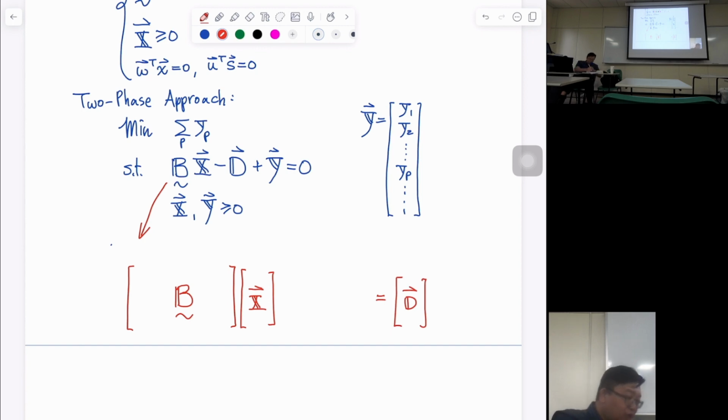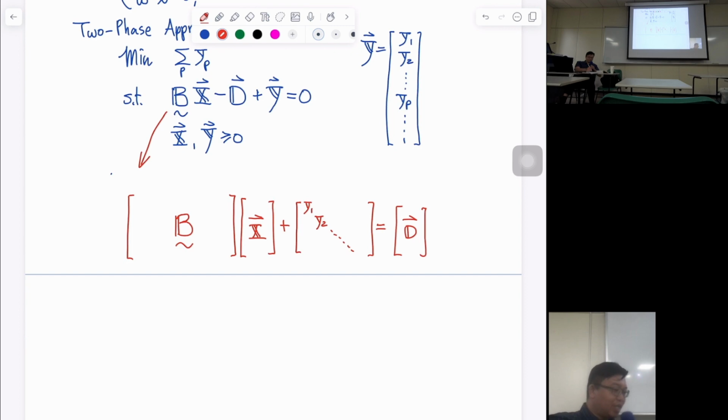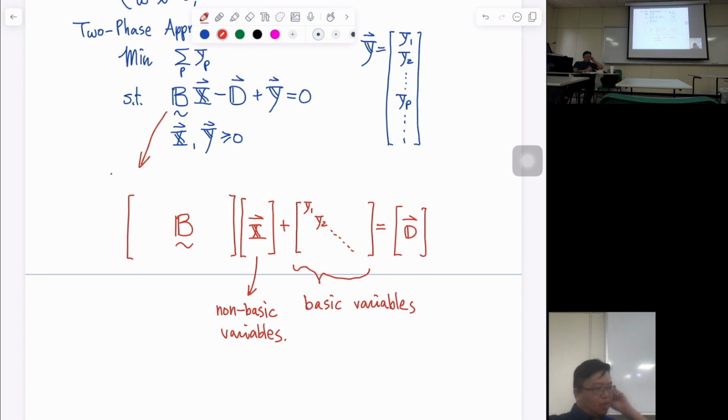But over here, we are adding Y1, Y2, and all the Y's. And we're going to solve this by linear programming. We are treating these as the basic variables, and we are treating all these as non-basic. Why do we do that?